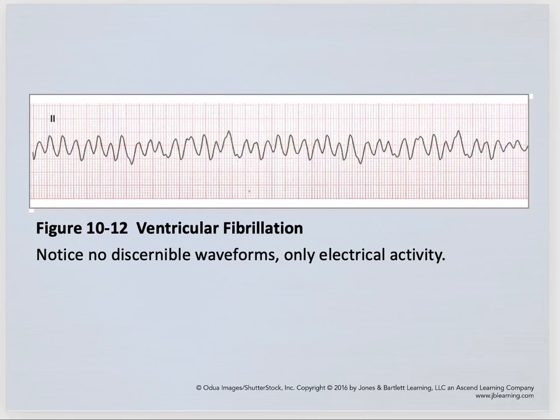VTAC is a run of PVCs. You're still getting a pulse. You're usually going to still be conscious. You're getting blood out of the ventricle, right? So that was VTAC. When you look at VFib, as you see on this drawing, it is very chaotic looking. There's really nothing discernible going on. It is chaotic, no discernible waves.